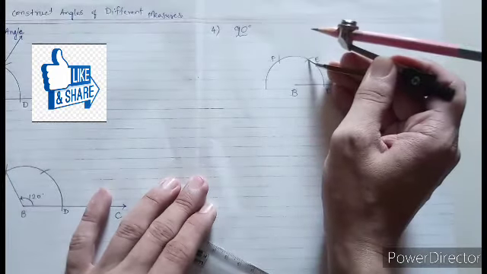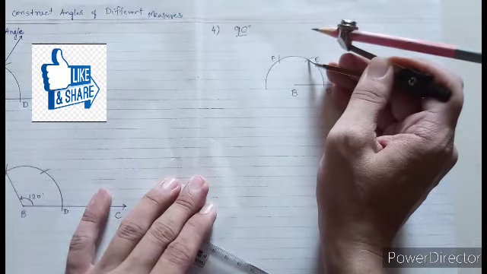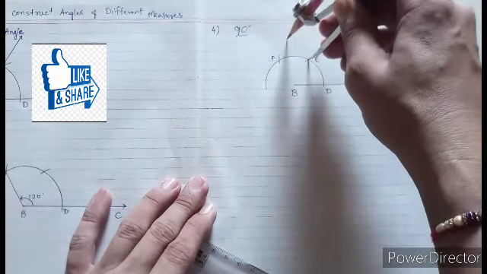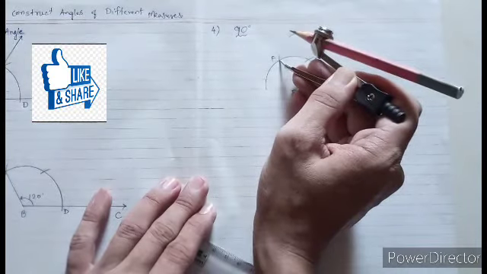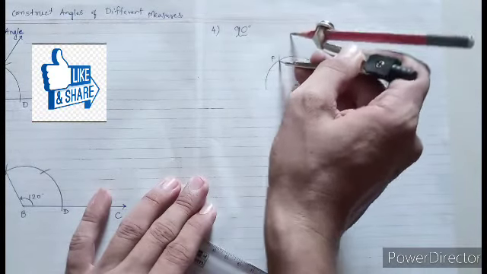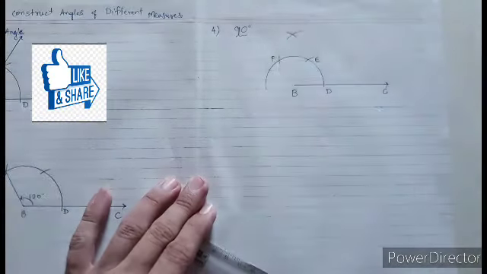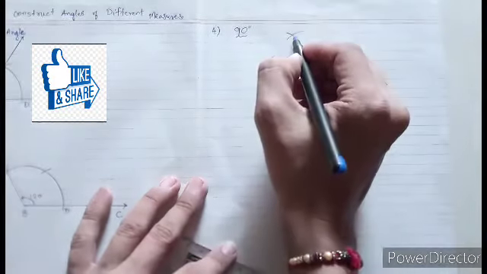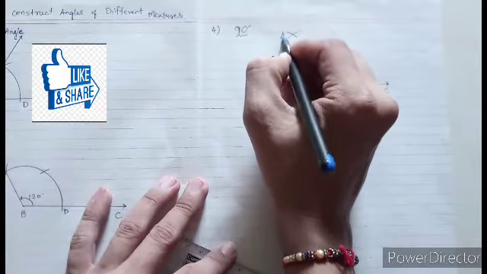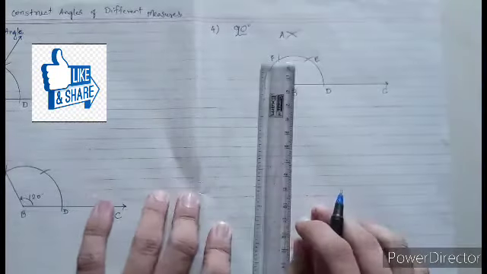Now taking E and F one by one as center and the same radius, make one arc here from point E as center and make one arc here taking F as center, and get the point of intersection of these two arcs. Suppose we call this point of intersection as A. Now draw ray BA.